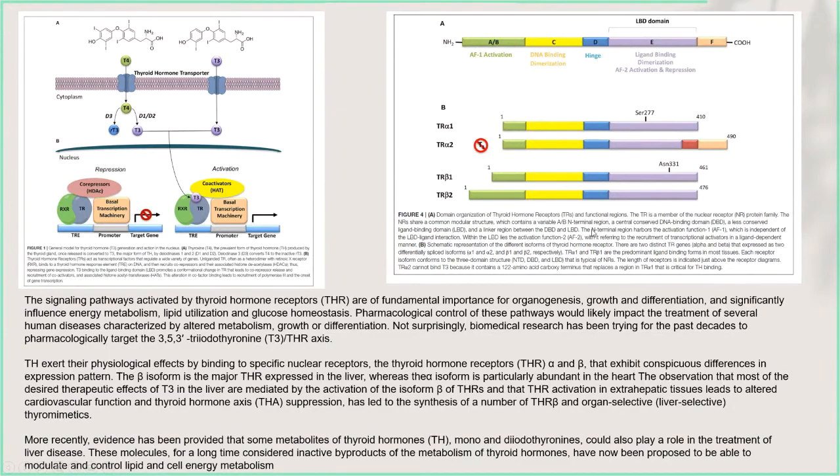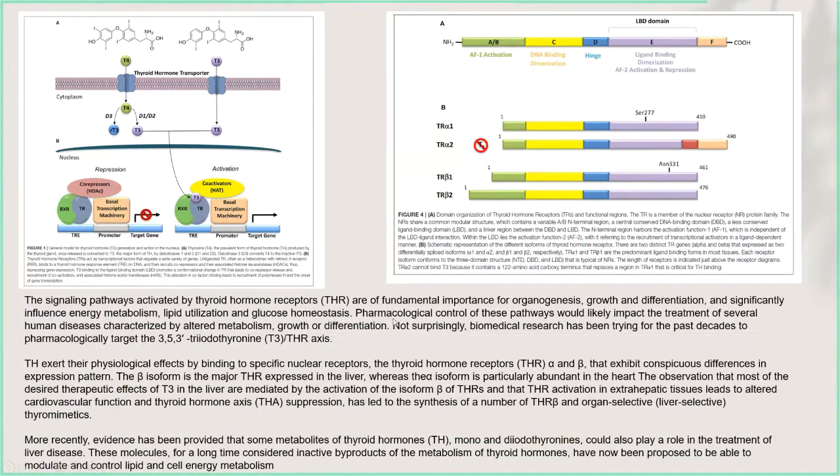So there are different isoforms of the thyroid hormone receptor which are differentially distributed. Of particular interest is the fact that the beta isoform is expressed in the liver, whereas the alpha isoform is in the heart. So one of the biggest problems when we try to use thyroid hormone is that you will have cardiac side effects, tachycardia, and irregular heartbeat.